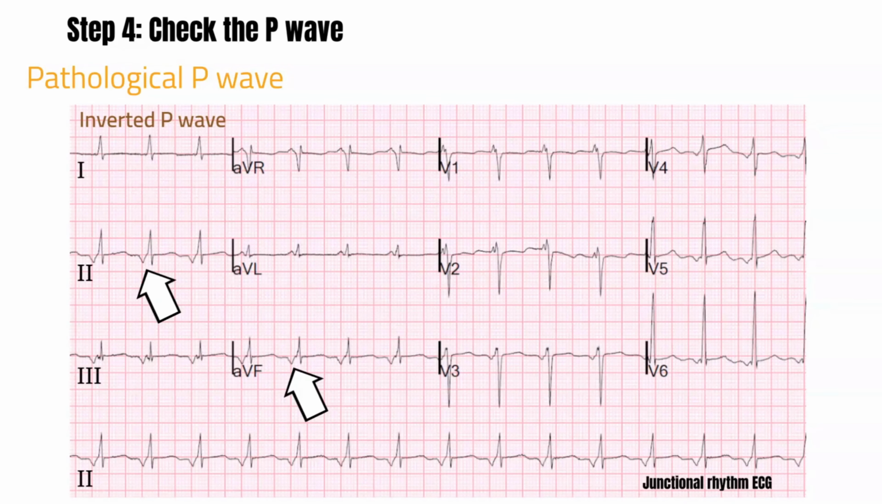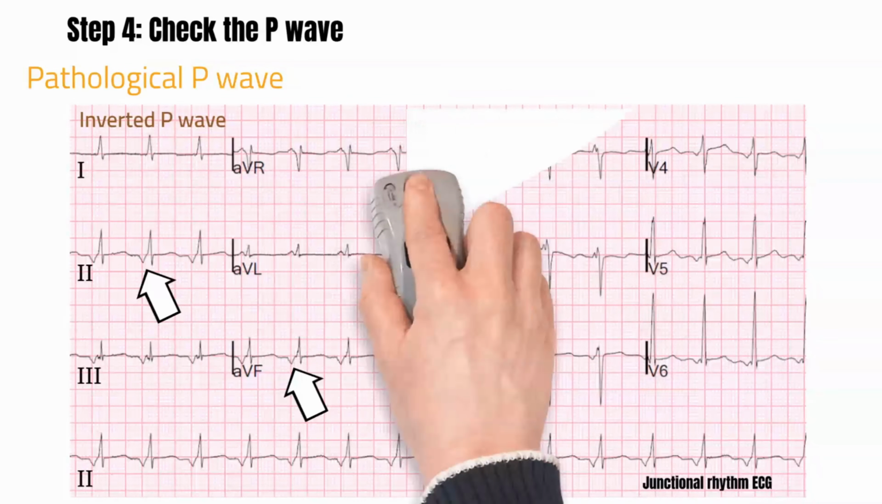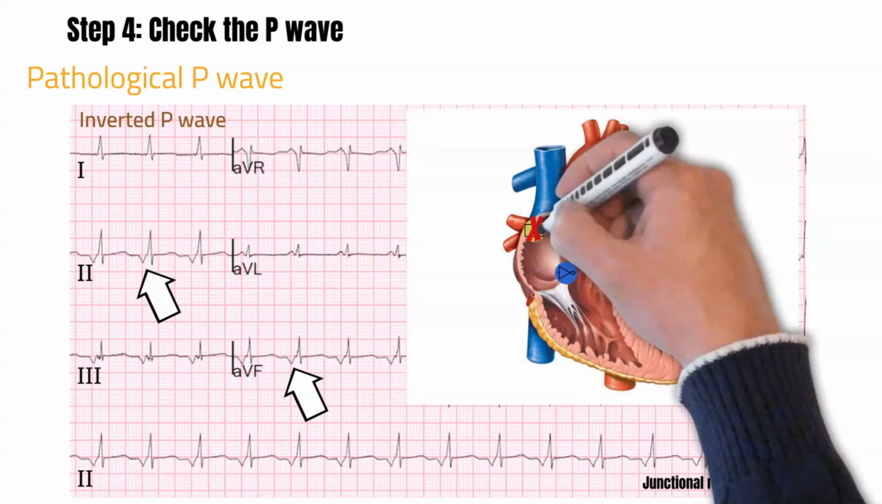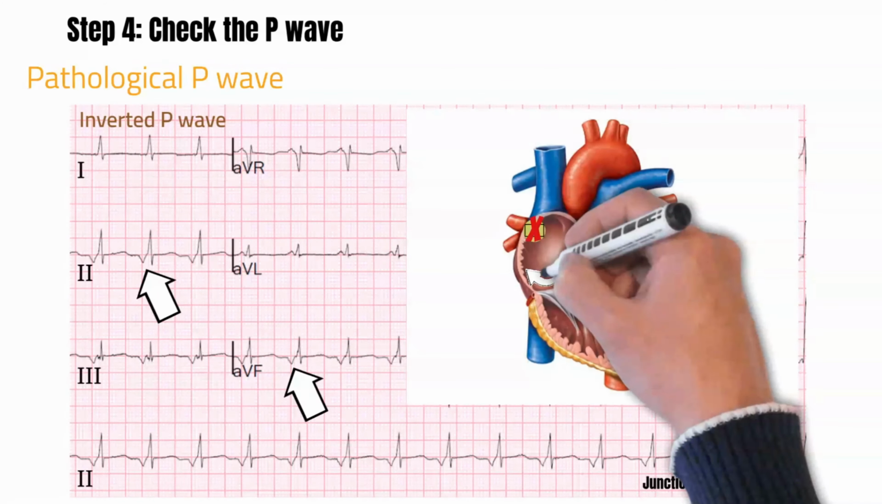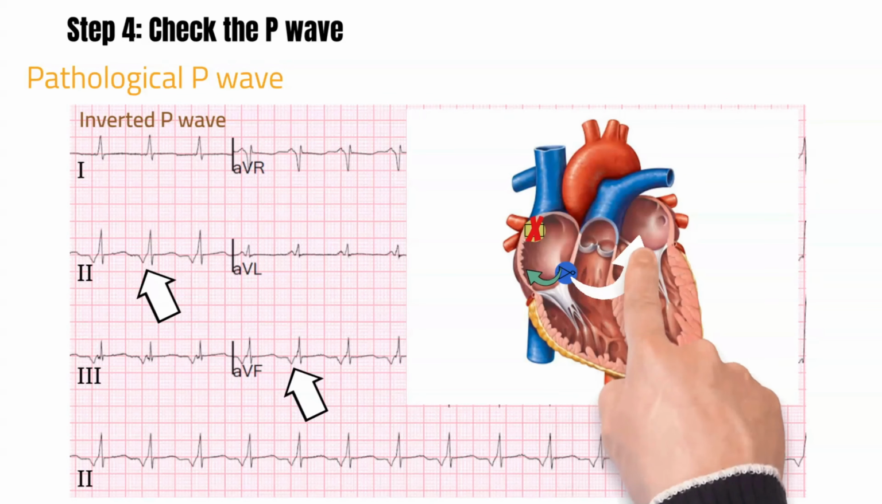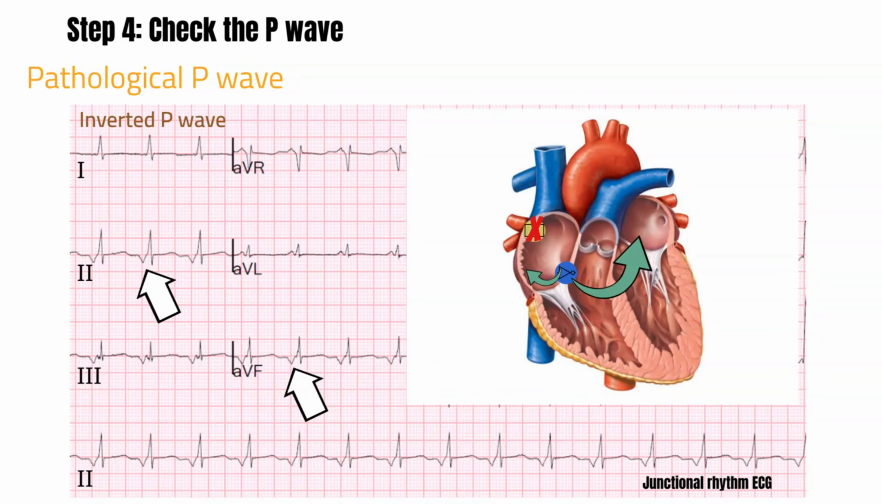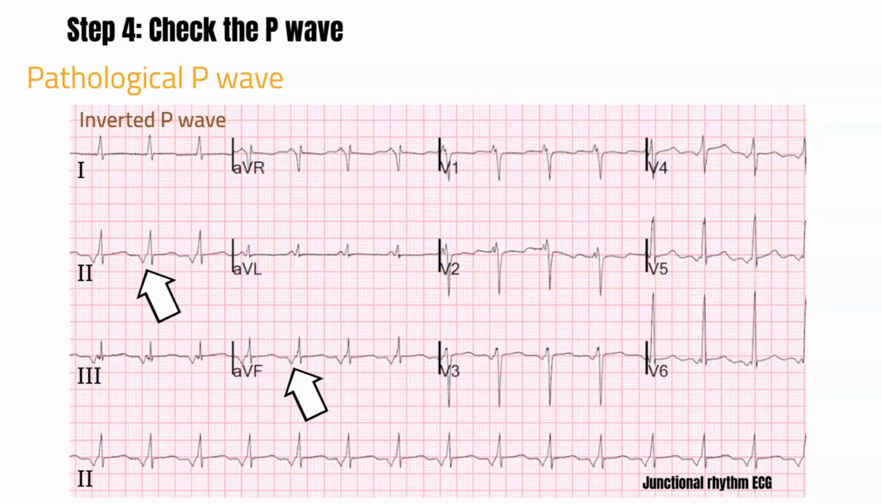This scenario occurs when the sinoatrial node is not able to generate an action potential or fire an electrical signal, and the atrioventricular node, or the AV node, acts as the main pacemaker of the heart. In this instance, the P wave morphology will be altered since its origin is no longer at the SA node and instead at the AV node.